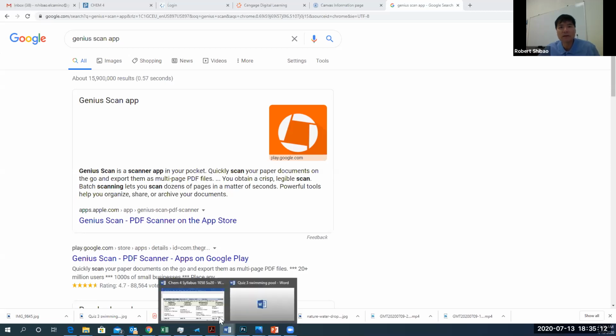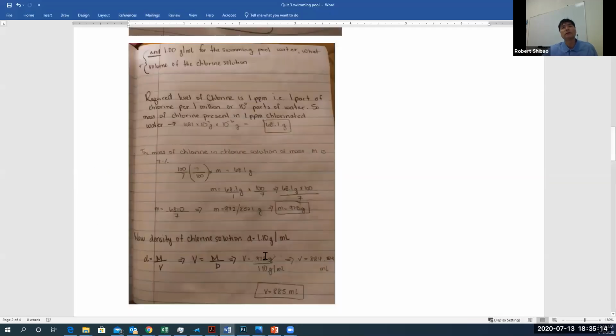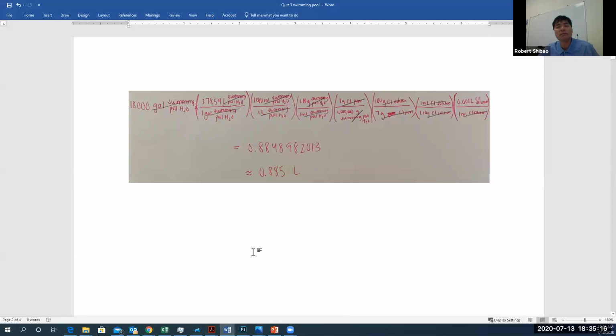And so let's take a look at the, I'll omit the names here, but I got 4 submissions here. And so let's take a look at all 4. This one is great, because everything's labeled appropriately. So here we have 18,000 gallons of swimming pool water.